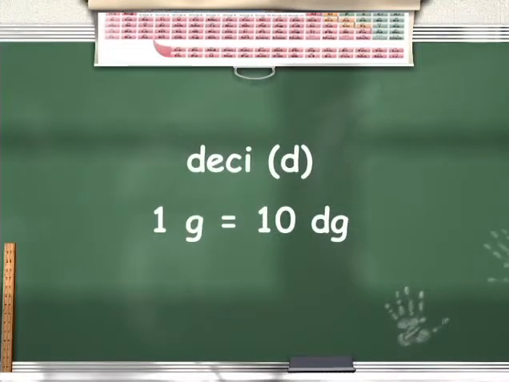Next is deci, which is abbreviated with a lowercase d. A decigram is smaller than a gram, so in this case, we think of how many smaller decigrams are in 1 larger gram. The metric fact is that 1 larger gram is equal to 10 smaller decigrams.